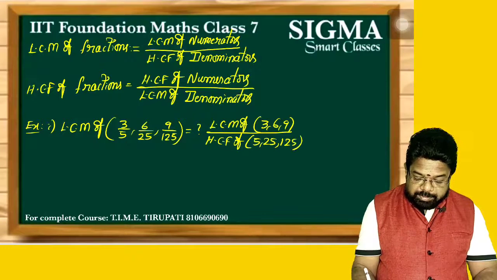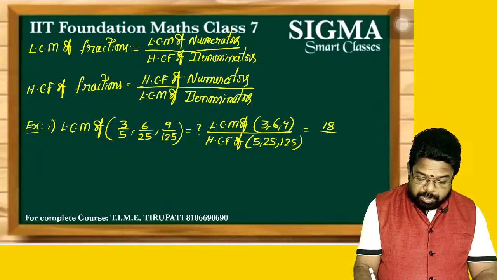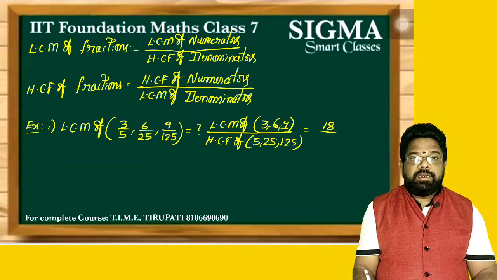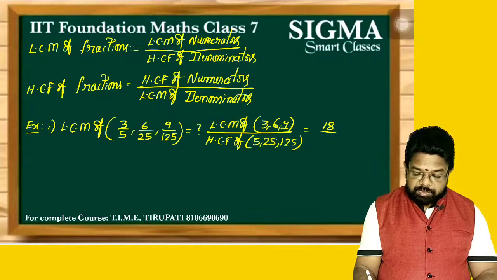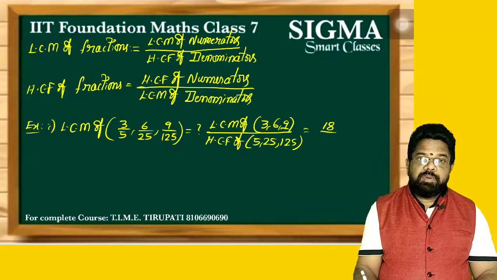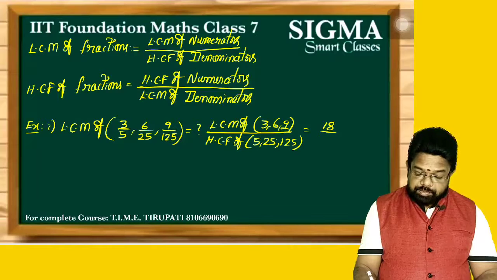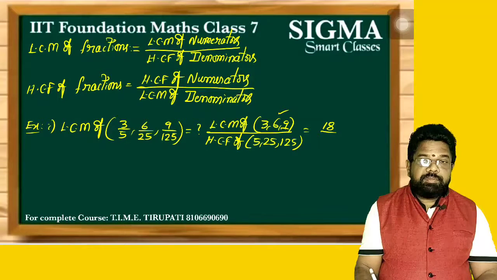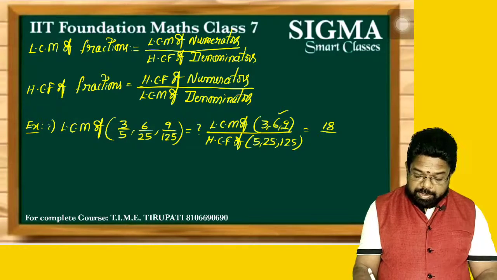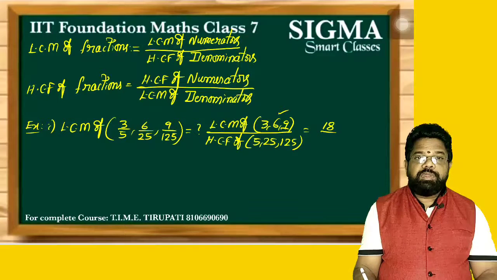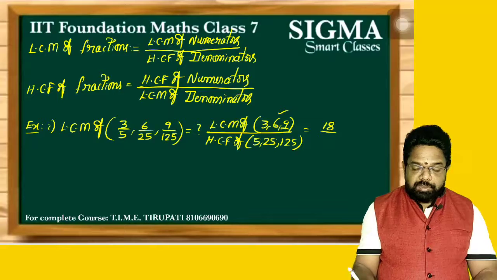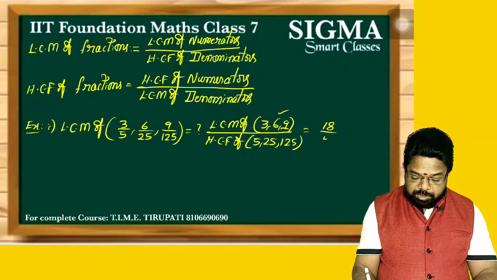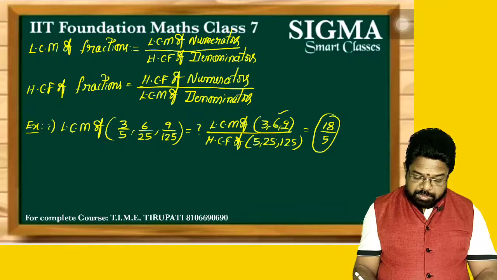Now what is the LCM of 3, 6, 9? 18 is the LCM. 9 is not the LCM, why? 9 is divisible by 3 but not divisible by 6. In that case take multiples of the larger number: 18 is divisible by 6 and 9, so the LCM of 3, 6, 9 is 18. By the HCF of 5, 25, 125. What is the shortcut in HCF? Select one number that divides all the numbers. Which number divides all? 5. So 18 by 5 is our answer.